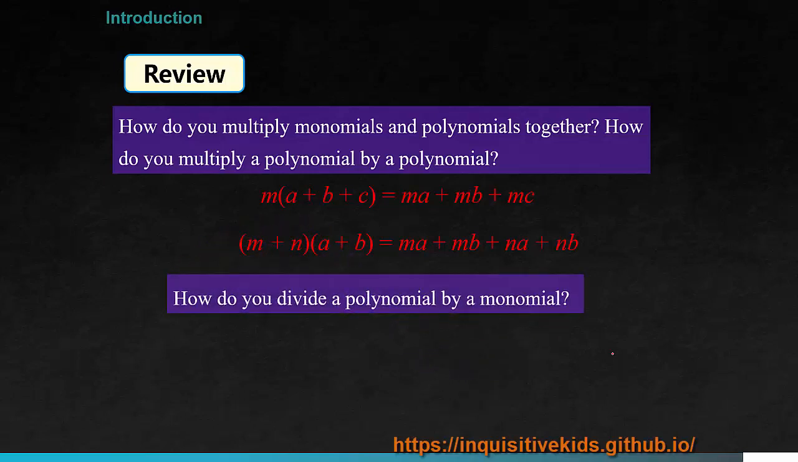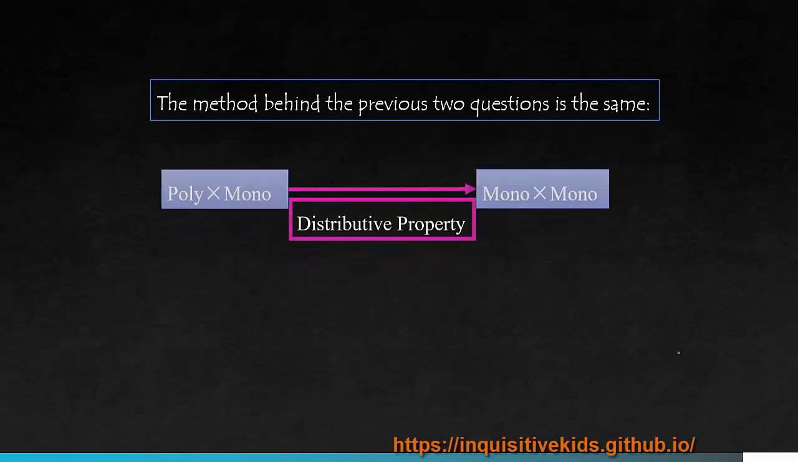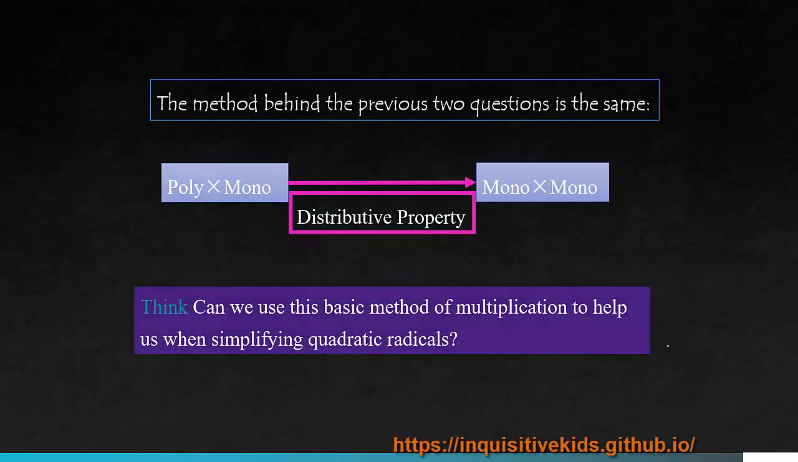How do you divide a polynomial by a monomial? It's the same thing. We still use the distributive property. Divided by m is the same thing as multiply 1 over m. And now, since we have multiplication, we can use the distributive property. So again, we turn this polynomial times monomial, and we break it down into monomial times monomial using the distributive property of multiplication. Can we use this basic method of multiplication to help us when simplifying quadratic radicals?